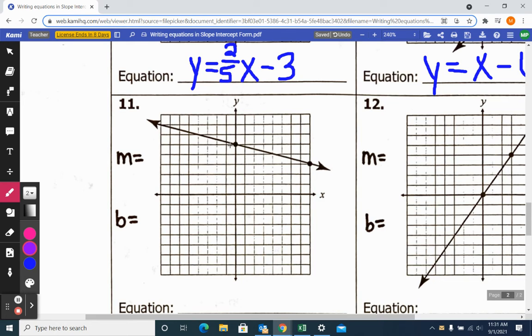Okay, identify your y-intercept first. It's where the line crosses the y-axis. Start at 0, 0. Count 1, 2, 3, 4, and 5. So your y-intercept is 5. Your slope, point on the left to point on the right.